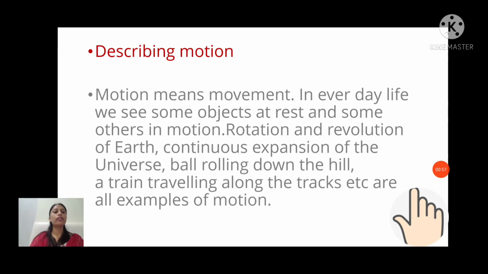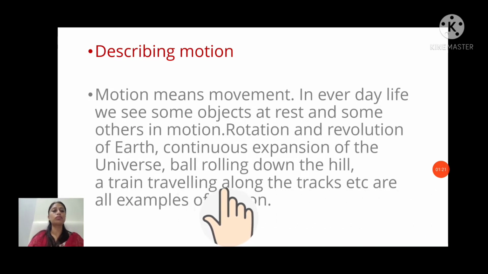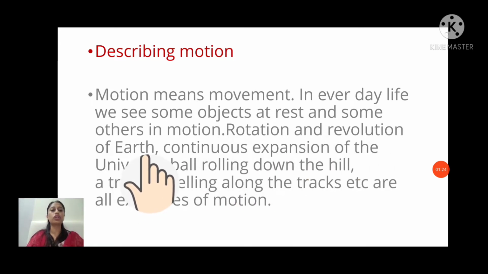As we know, in everyday life, we see many objects which are at rest. Rest means no movement, they are stationary, and some objects are in motion, which means some objects are moving. Rotation and revolution of earth, continuous expansion of the universe, a ball rolling down the hill, a train traveling along the tracks, etc. are all examples of motion. Rotation and revolution of earth: as you know, the earth rotates on its axis and revolves, so that is also an example of motion.